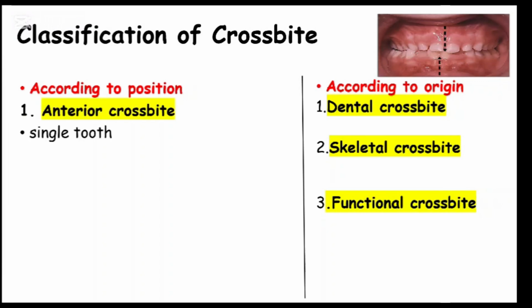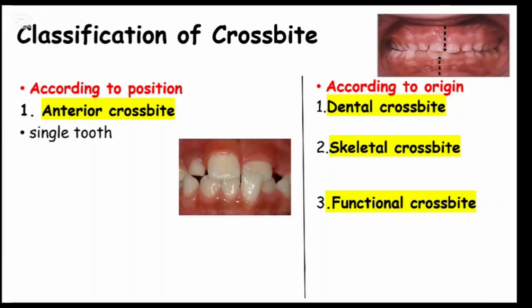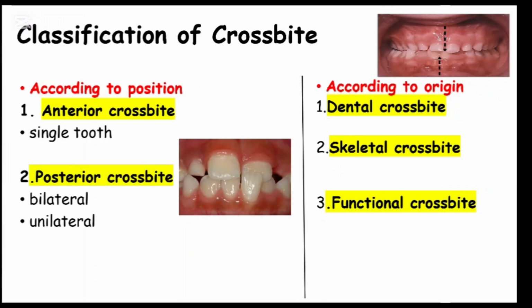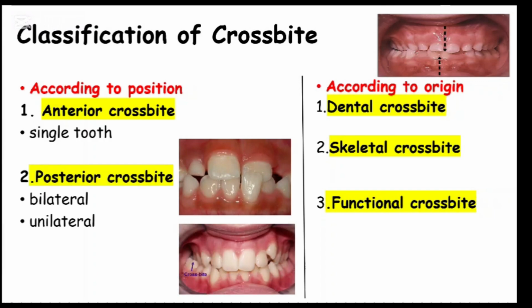According to position, it can be anterior crossbite. You can see in this picture a single tooth; this is the anterior crossbite, where a single tooth is involved. Next is posterior crossbite, which can be bilateral or unilateral. In this picture you can see a posterior crossbite that is unilateral.